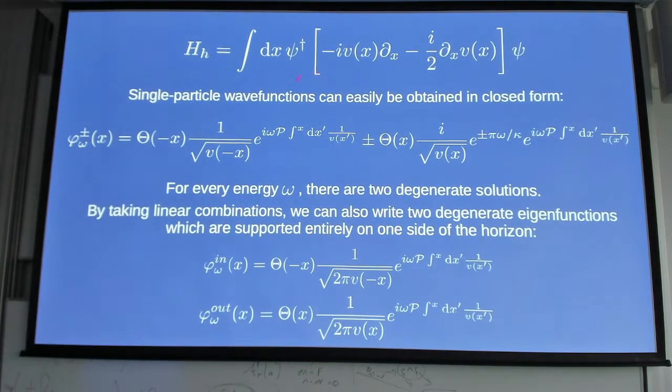Right, so this is the only technical slide. For this general Hamiltonian, you can exactly solve for all the single particle wave functions. You can write them down in closed form. They have this form. The details don't matter. I just want to show that you can do it. And for every single particle energy omega, you find two degenerate solutions, so there's two eigenstates. This is the plus and minus combination here. But I can also just take a different linear combination of these two states, and by doing that, I can also have a solution which is supported entirely on the inside, and a degenerate solution which is supported entirely on the outside.